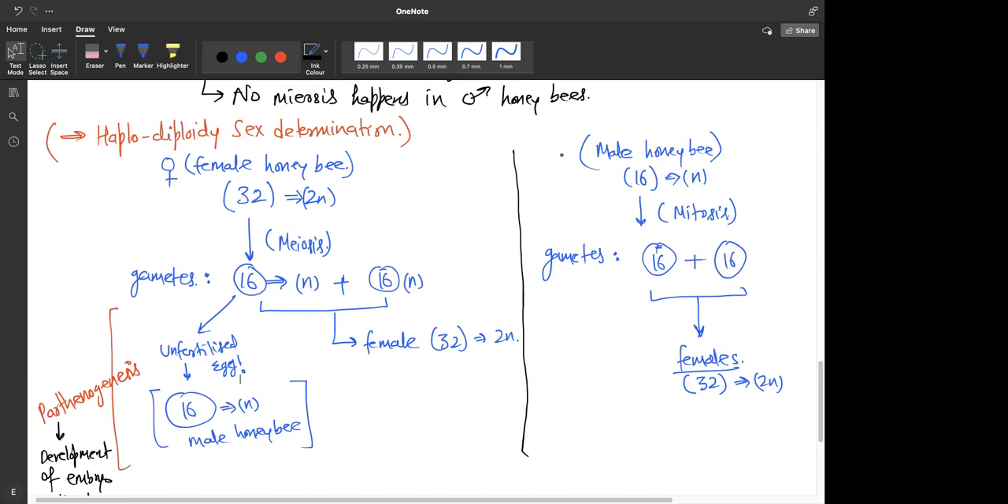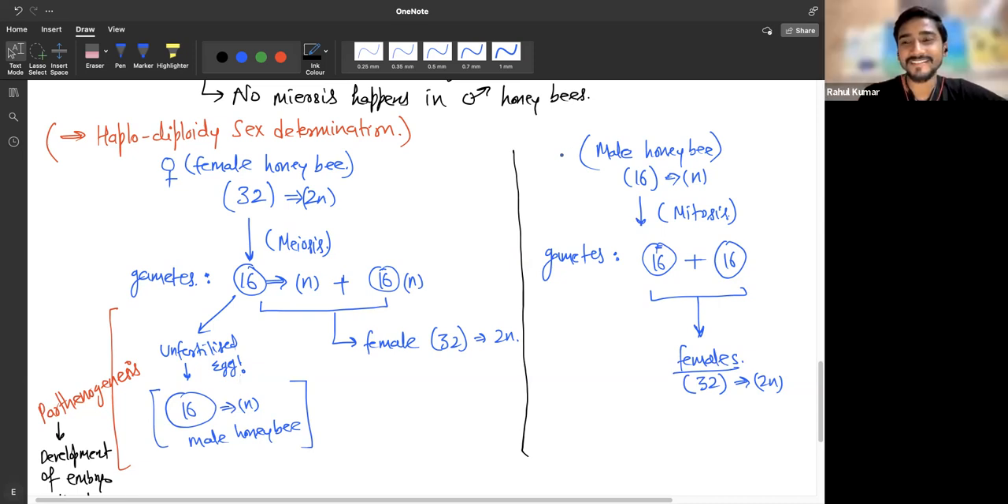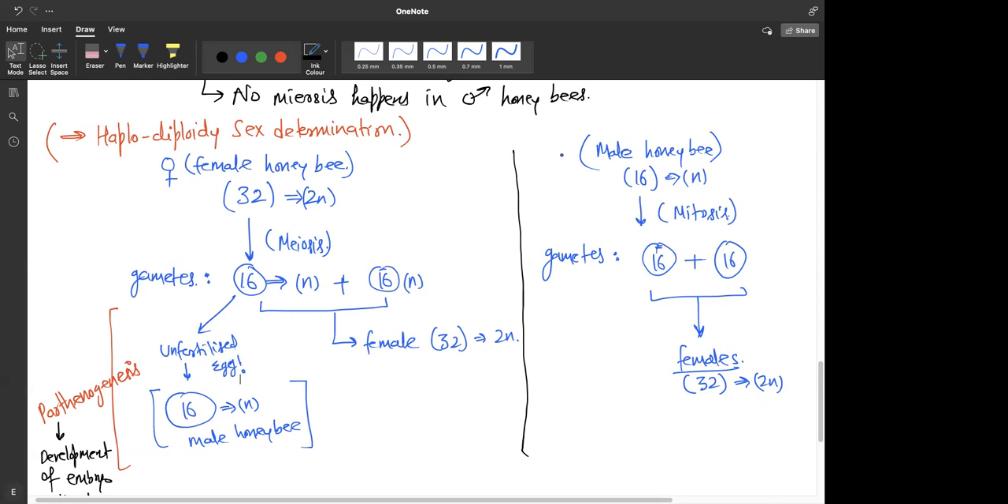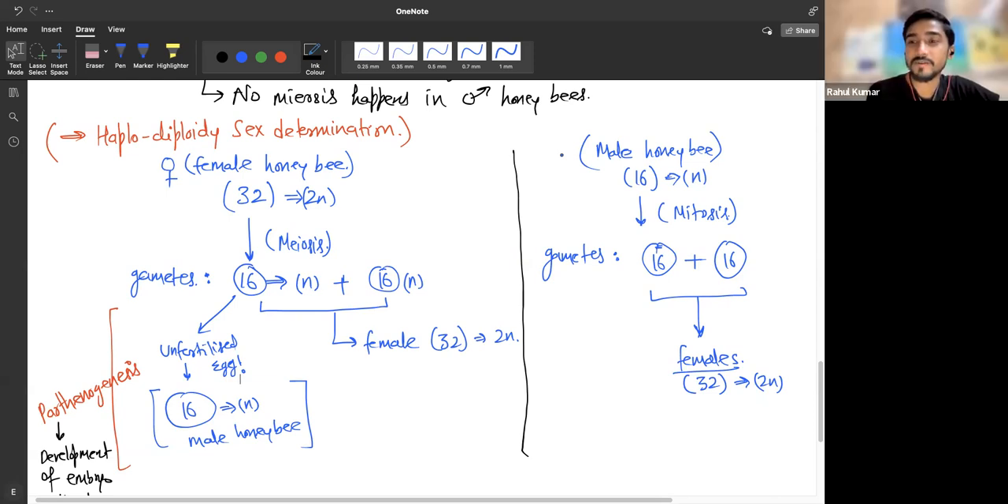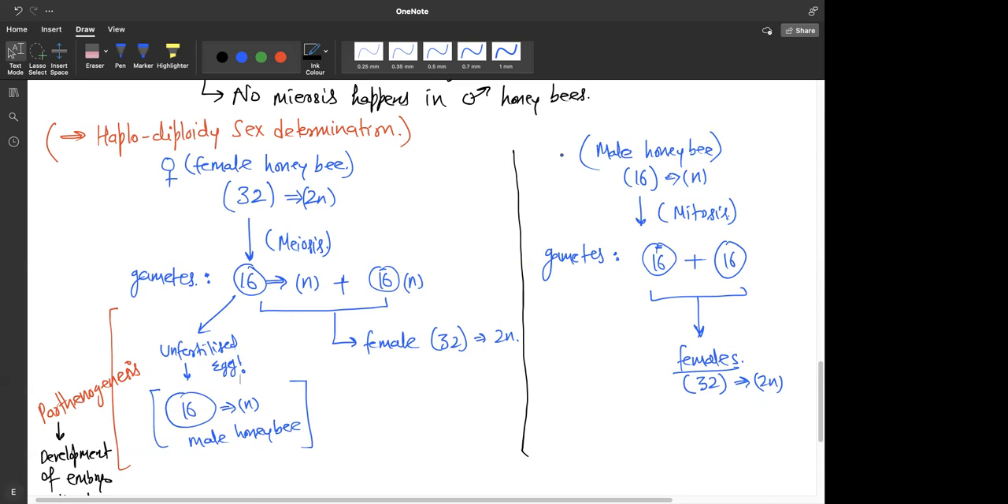But only on the maternal side, right? Female bees had a grandfather because their mother had a father, but their fathers do not have a father. So they only have grandfathers on the maternal side, not on the paternal side. Is it clear? Yes, sir. Now let's come to sons and daughters.